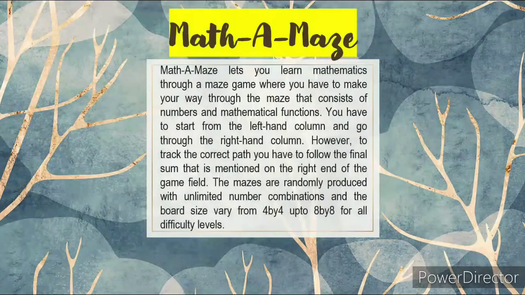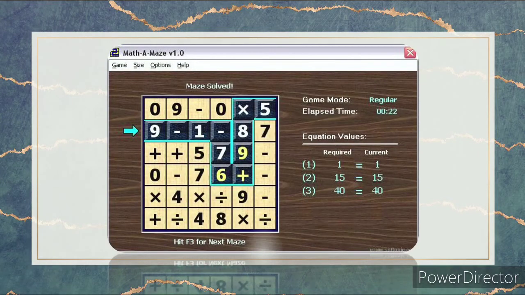Now let's talk about the last one, Maths Amaze. Not the last one, the second last. Maths Amaze lets you learn mathematics through a maze game where you have to make your way through the maze that consists of numbers and mathematical functions. You have to start from the left hand column and go through the right hand column. However, to track the correct path, you have to follow the final sum that is mentioned on the right end of the game field. Let's see the interface of this software. It looks very attractive and also beneficial for kids.